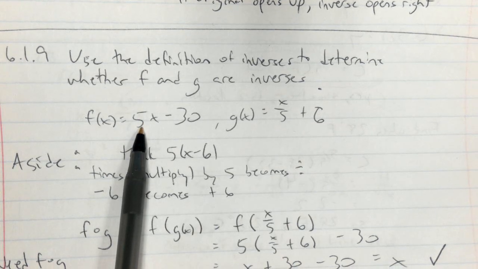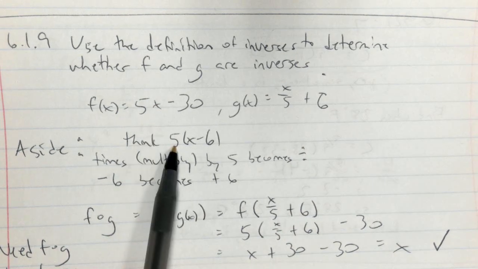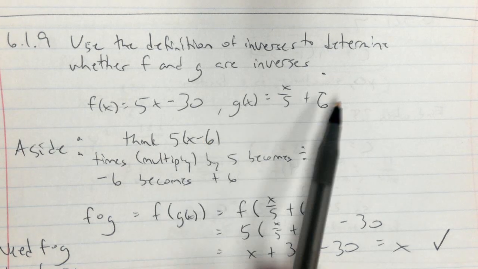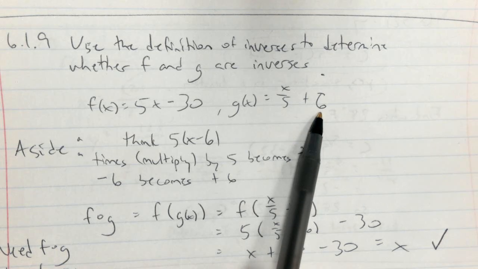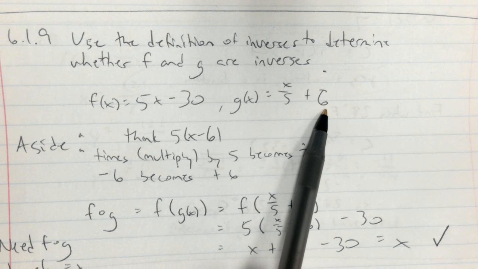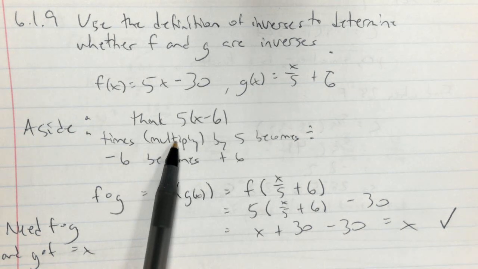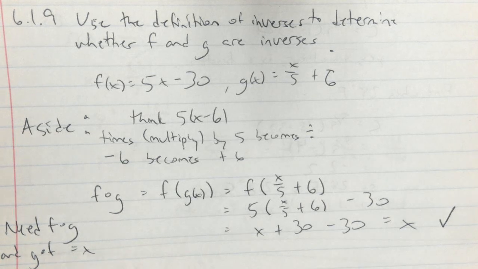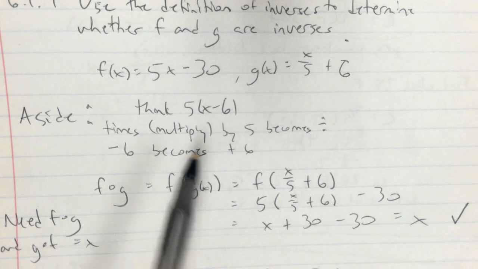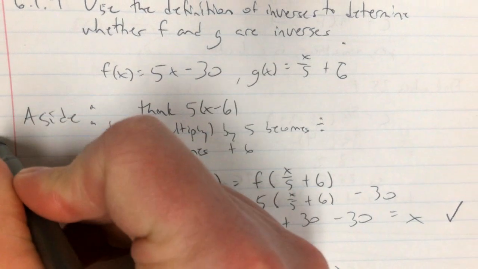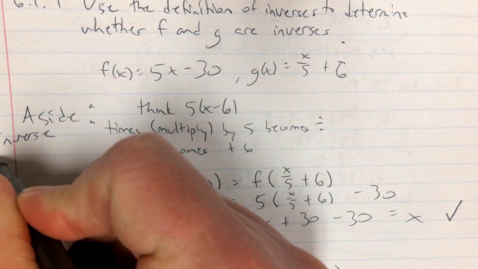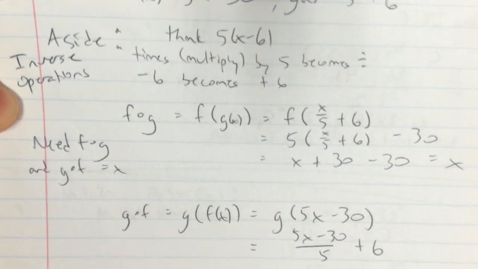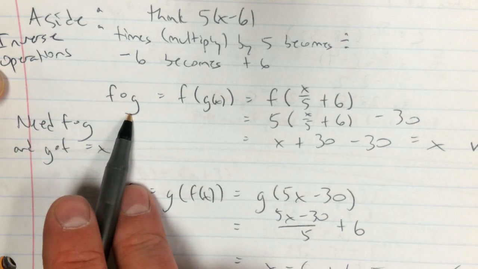Actually, it does, because if you factor out your 5, then it's going to be x minus 6. So this one has minus 6, and this one has plus 6. That's how that's going to work. Your multiply by 5 becomes divide, your minus 6 becomes plus 6. So that's how you can think of it as inverse operations. Those are inverse operations.